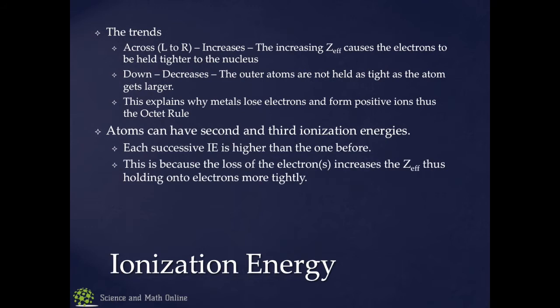So atoms can have second and third ionization energies. For example, calcium wants to lose 2 electrons to get to 0. So it would have that first one, and then it would have the second one. The second one's always going to be higher than the first one. Well, for the most part. There are some little exceptions having to do with some rules in quantum mechanics that we did not learn and are not going to go into because they're more of an AP Chem or a college Chem topic.